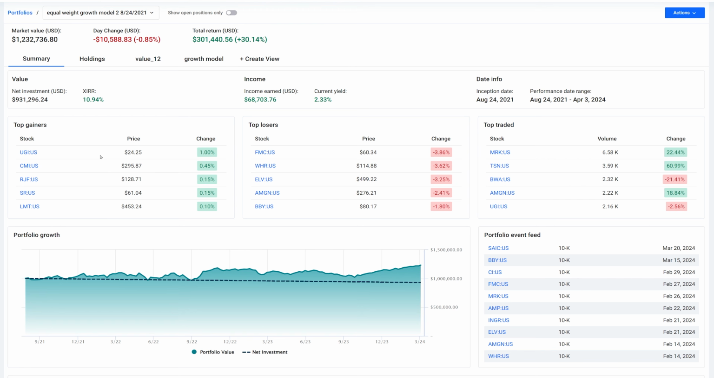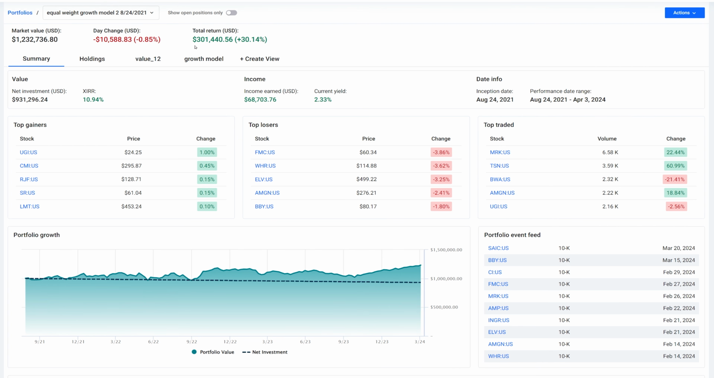So let's go ahead and get into the FastGraphs Fundamentals Analyzer software tool and look at Model number 2 that was built in August of 2021. Here we have a summary of Model 2. The market value currently is $1,232,000. That's in a couple of years. It started out as a $1 million portfolio.